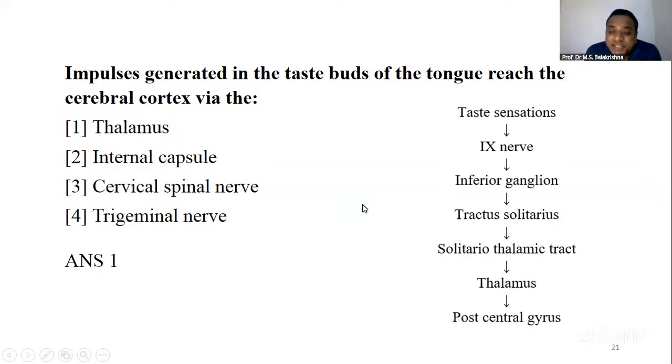So this is your taste pathway. You have taste sensation. The taste buds will take it, and the glossopharyngeal nerve will carry the impulses. It will go to the inferior ganglion. Then from there, tractus solitarius. Then the solitario-thalamic tract, it goes to the thalamus, and it will relay to the postcentral gyrus. So read the taste sensation pathway with the diagram, which pathway is ascending, descending, everything. It is there in physiology also. Read the physiology part in more detail.